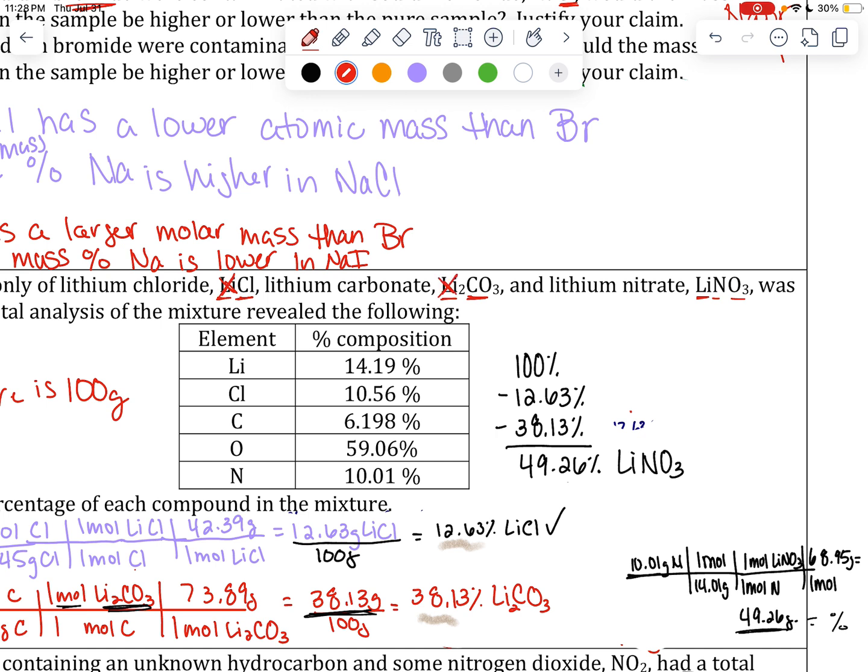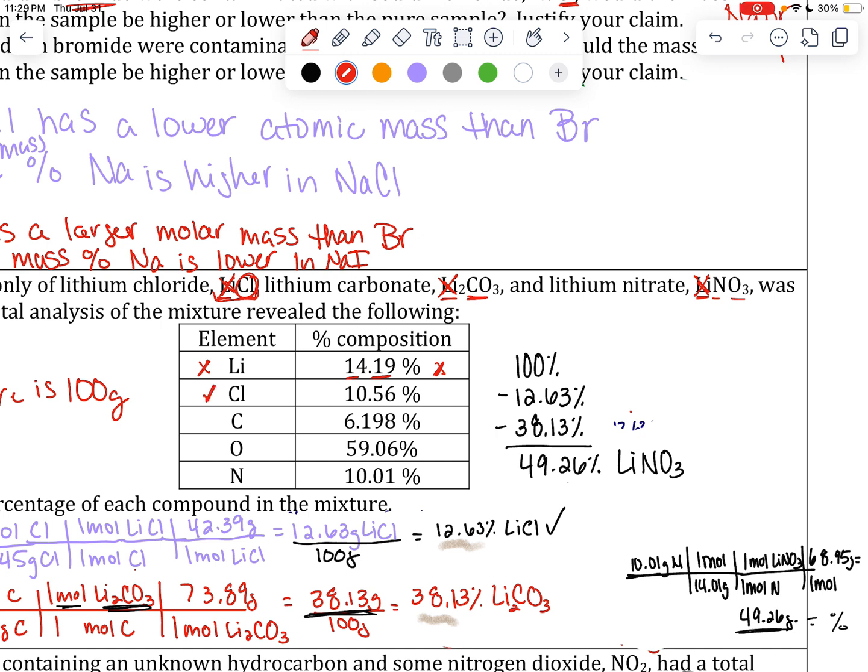If lithium is in all of them, I'm not going to be able to use lithium because I don't know how much lithium chloride I have, because you have lithium in the other two. So this does not make sense to use, right? This 14.19% is kind of scattered between these 3 compounds. If I look at chlorine, I can use chlorine because chlorine is only specific to this compound. So I'm going to use chlorine.